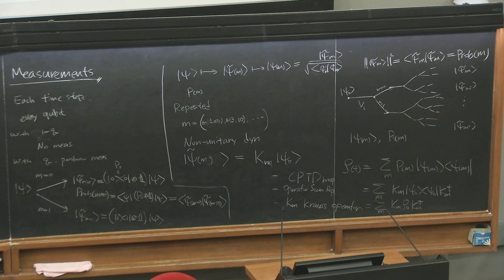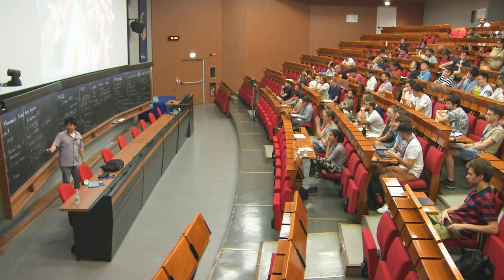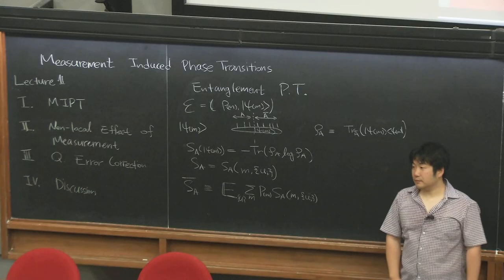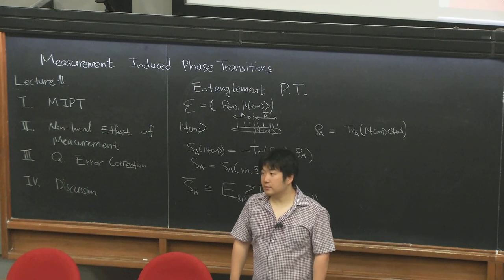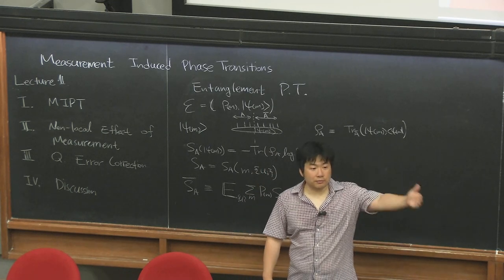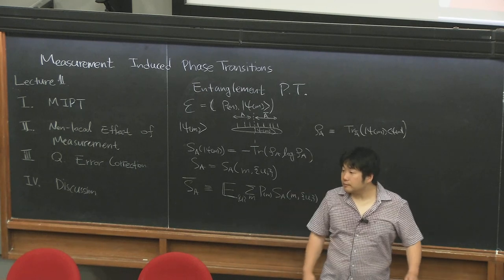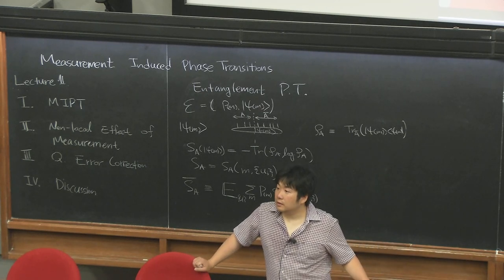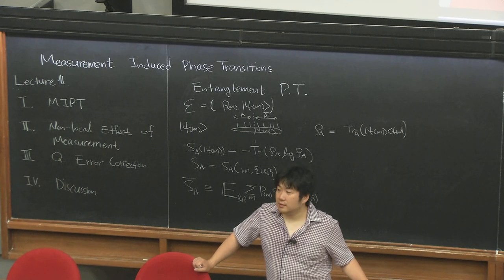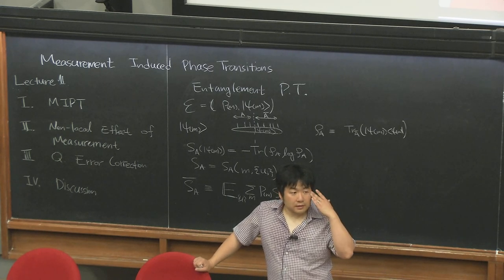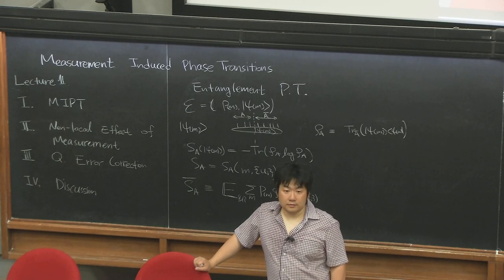That's right, for each pure state wave function, we compute the entanglement entropy for the pure state wave function and then average over these trajectories. That's right. The different trajectory corresponds to different measurement outcomes. Exactly. Okay. All clear?